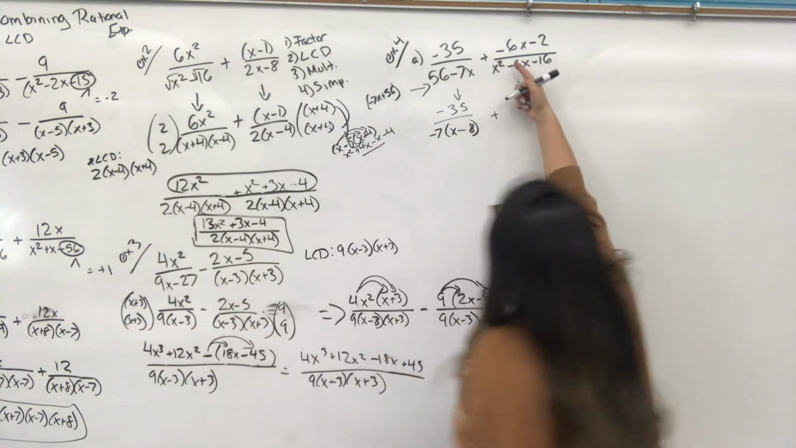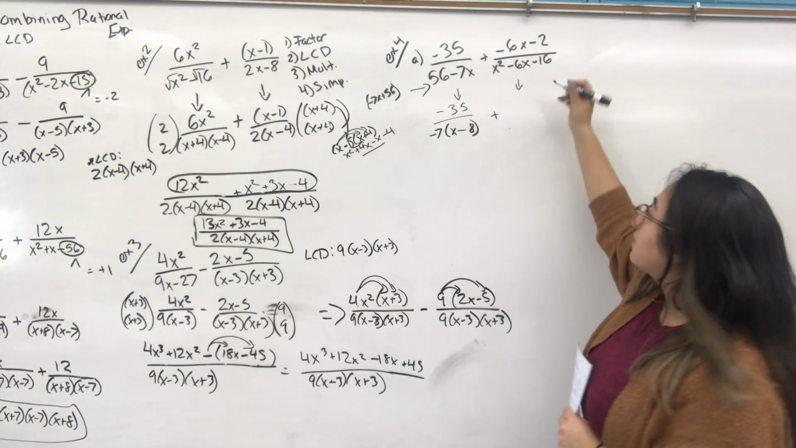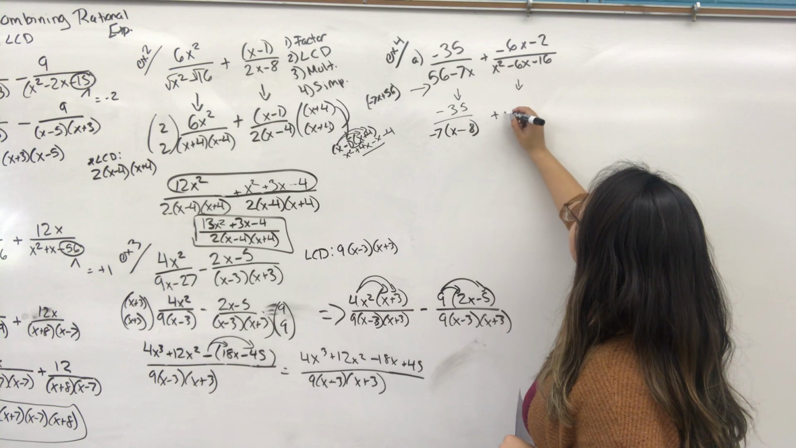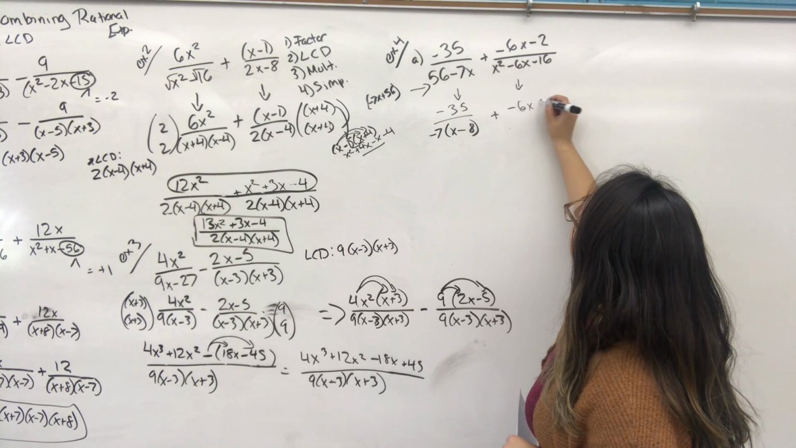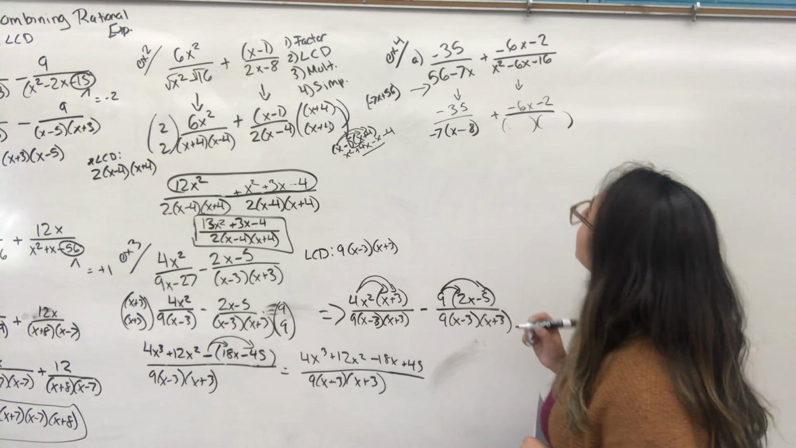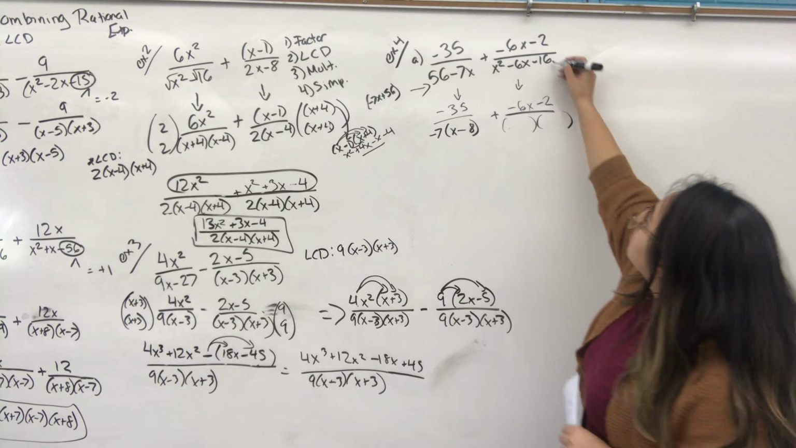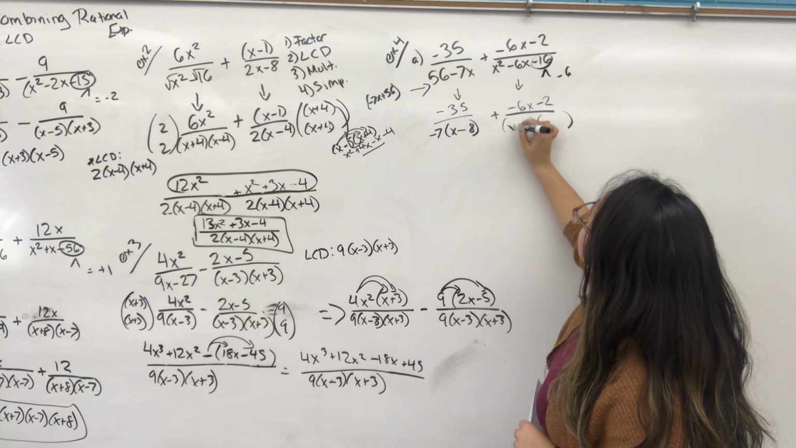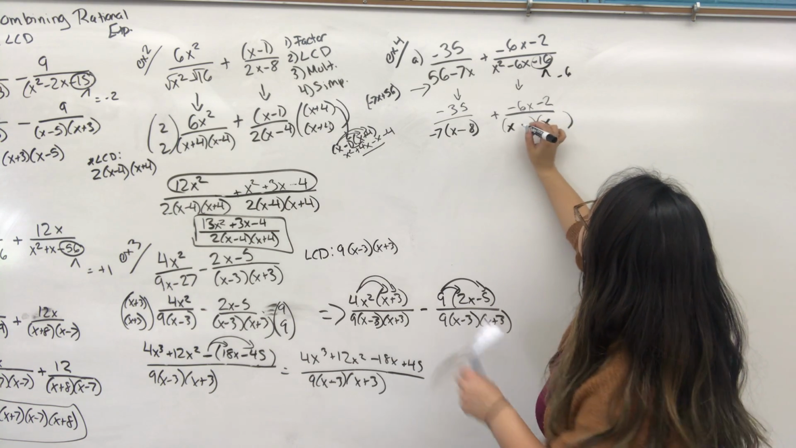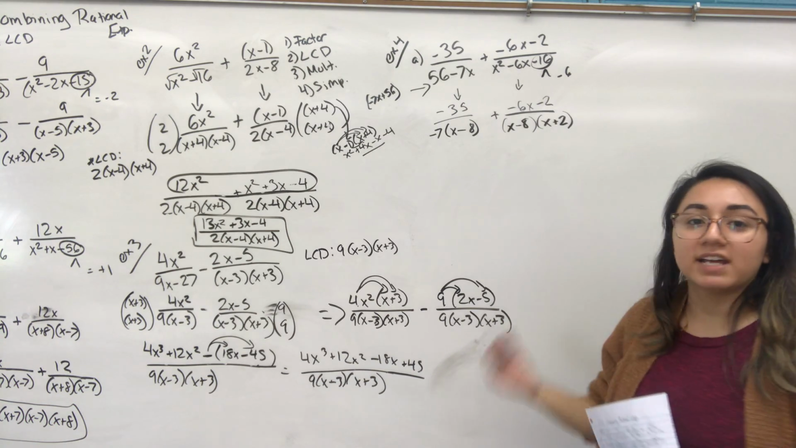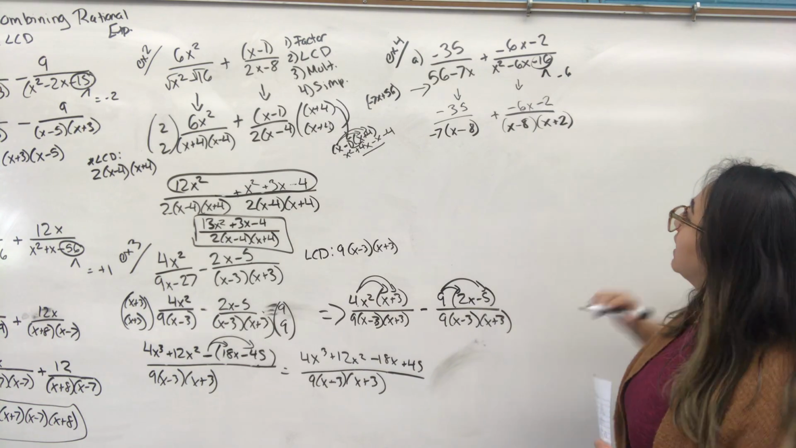Next one here, I have negative 6x minus 2. It looks like I can factor out a number, but I'm going to go ahead and do that in the very end. I'm not going to worry about that now. Negative 6x minus 2 over, and the denominator can be simplified. Factors of negative 16 that add to negative 6, and that is negative 8 and positive 2. Multiply it out, I get negative 16, add it, I get negative 6.